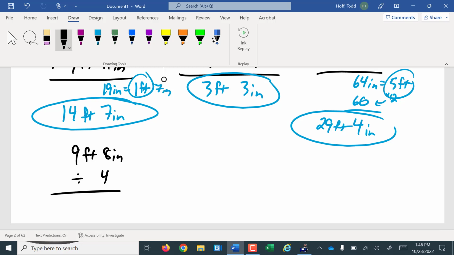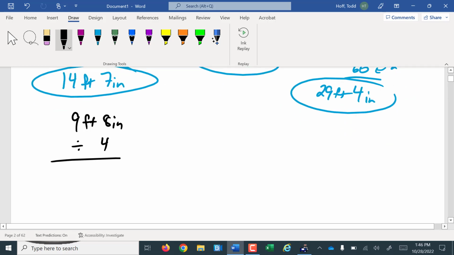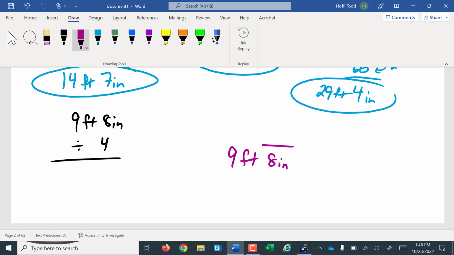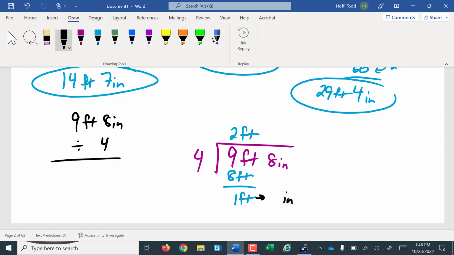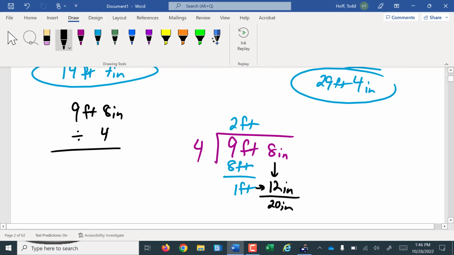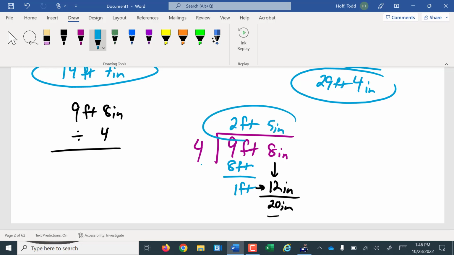It looks a little strange written like this, 9 feet 8 inches divided by 4. But we can change that up to be a little more familiar by writing it like this. Now 4 goes into 9. How many times? 2. 2 feet. 2 feet times 4 is 8 feet. Subtracting gives us 1 foot. Now before we bring down the 8 inches, we have to turn that 1 foot into how many inches? 12. Now I bring down the 8 inches, we have 20 inches. Good. And then 20 inches divided by 4, 5 inches. 2 feet 5 inches.